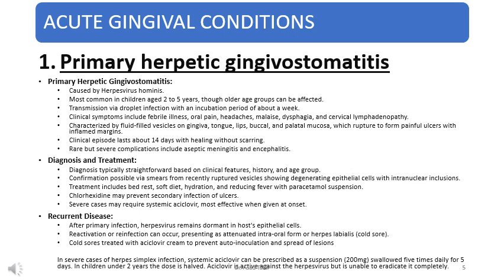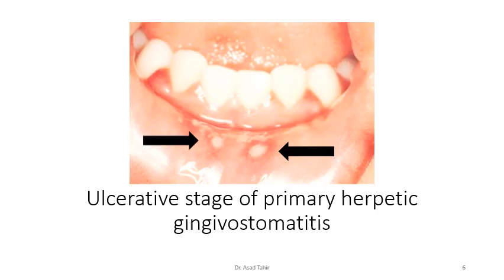In severe cases of herpes simplex infection, systemic acyclovir can be prescribed as a suspension, 200 mg, swallowed 5 times daily for 5 days. In children under 2 years, the doses are reduced. Acyclovir is active against the herpes virus, but is unable to eradicate it completely.